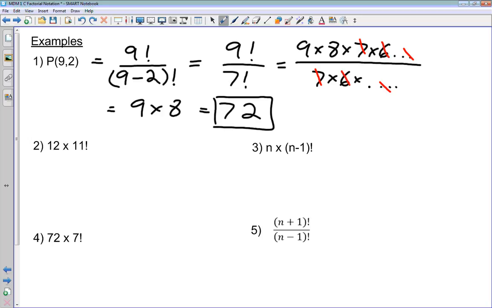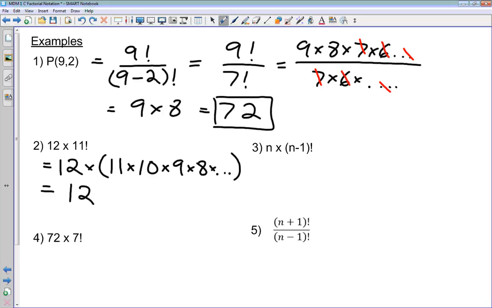So we can apply this to do a little bit of algebra, working with expressions in these factorial notations. If I've got something like number 2 here, 12 times 11 factorial, I know that that is 12 times, well, what's 11 factorial? 11 times 10 times 9 times 8 times all the way down and so on. But if I look at this chain of numbers multiplied together, I've got 12 times 11 times 10 times 9 times 8, or 12 factorial.